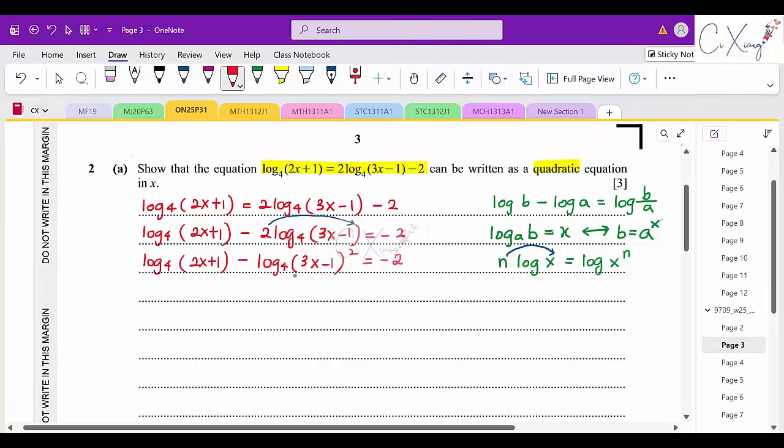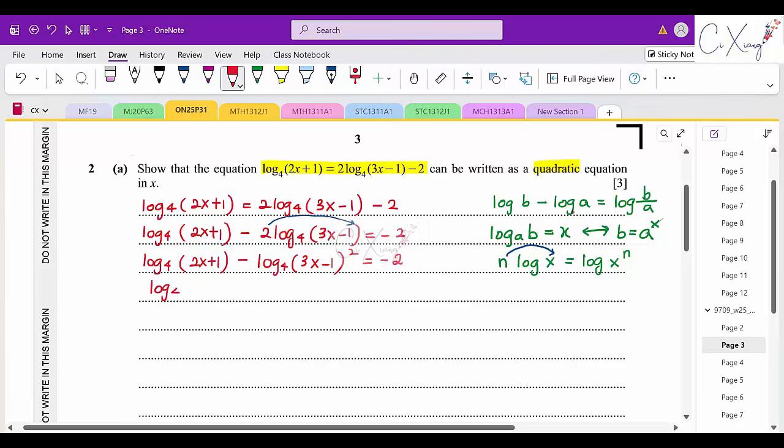You're having 2 log here. I group all the log to one side because I want to group them, become a single log before I can move all the base number to the other side. Okay, since I already have 2 log on the left, let's combine them, become one single log. So I'm having log b minus log a. What am I having here is it will become log b over a.